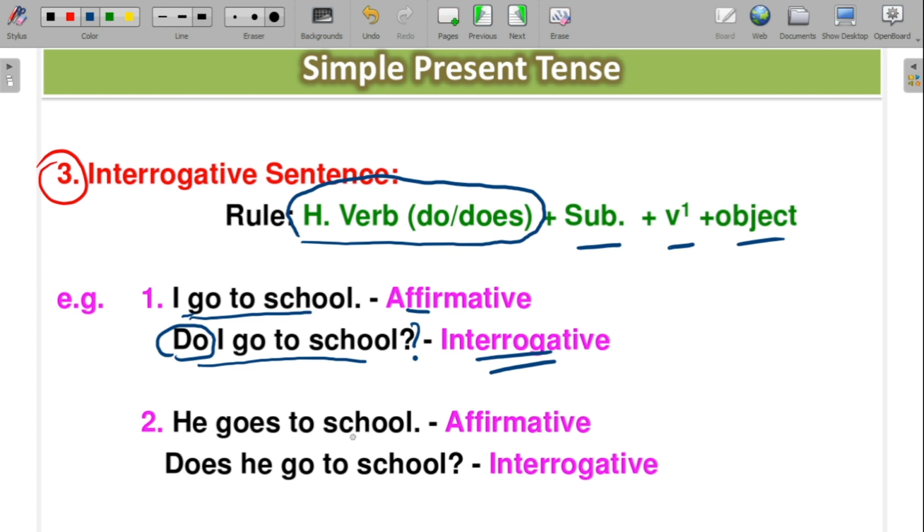He goes to school. What would be the interrogative form of this sentence? Does he go to school? See, here ES we have added. Okay, this is the interrogative sentence.